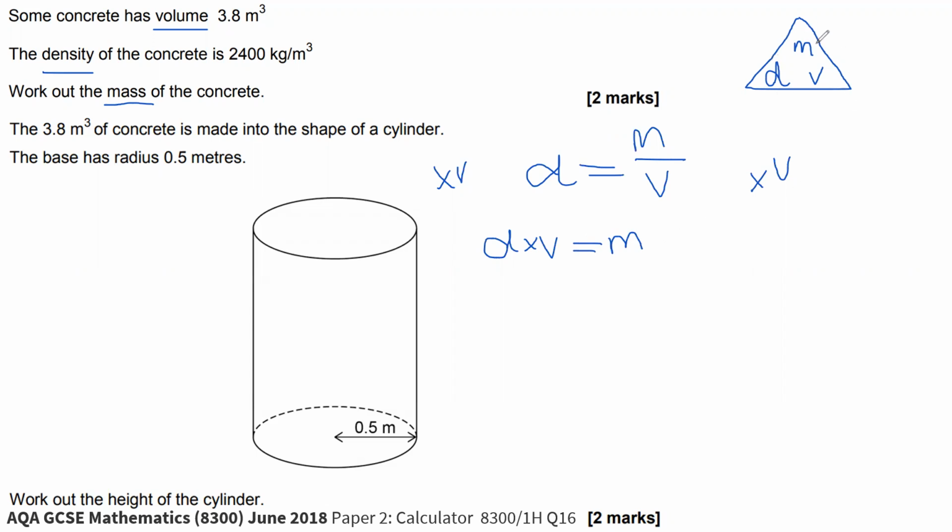Again, if you're using this triangle method, then you cover up the one that you need to find out. So in this case, you cover up mass, and that will give you density times volume, which is what we've just worked out. So to work out the mass, we're going to do the density, which is 2,400 times by the volume, which is 3.8. And that will give us 9,120 kilograms.